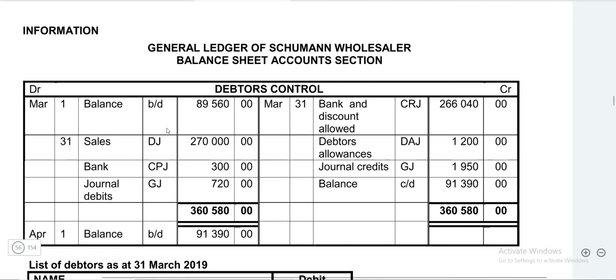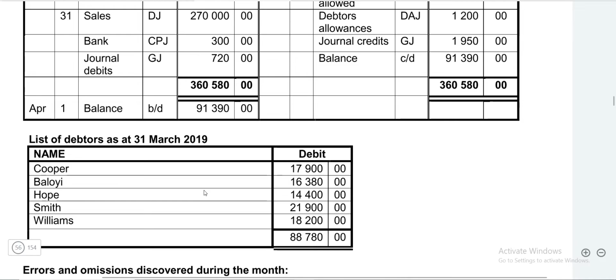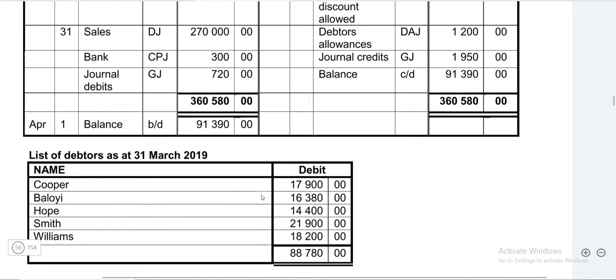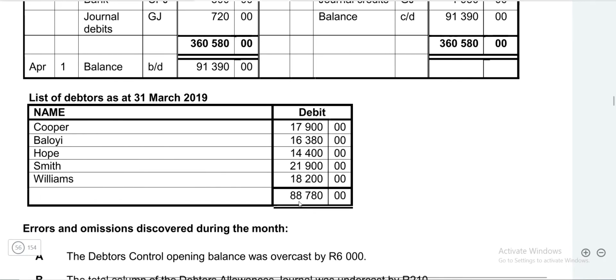So now here we are given the debtors control account, and you can see that we have posted, but obviously sometimes when we post, it can happen that there are some errors that we made as we were posting. As a result of that, our debtors list and the control account can end up not being the same. So when we do the reconciliation, we are trying to make sure that the balance of the debtors control account is the same as the total of all our debtors which are included in the list as given here. Now, if you look at this, the closing balance of the debtors control is 91,390. But when you check the total of the debtors list, it is 88,780.